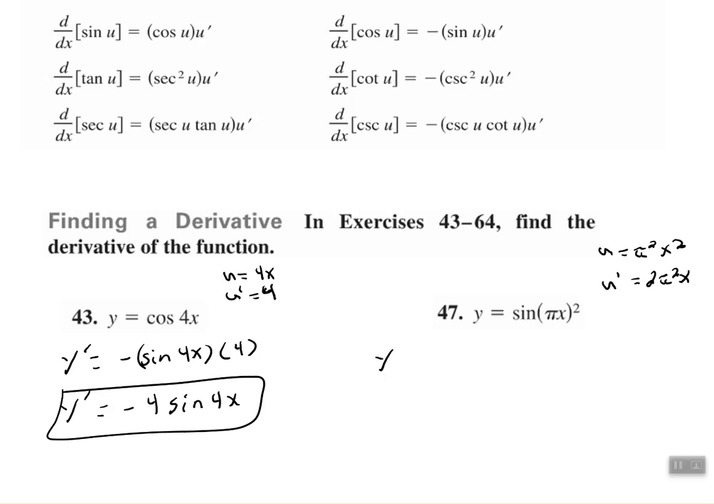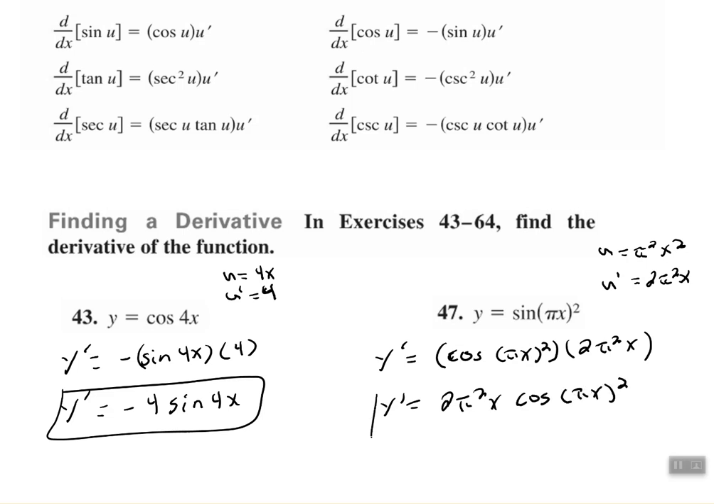All right, now we have y prime, derivative of sine is cosine. So we have cosine of pi x squared times 2 pi squared x. So y prime equals 2 pi squared x times the cosine of pi x squared.